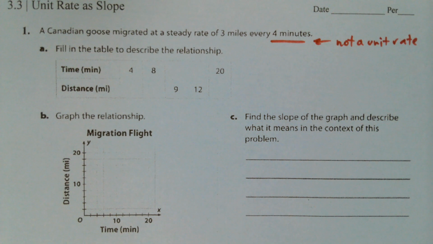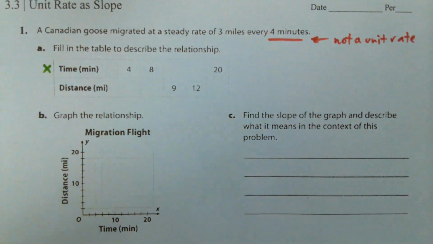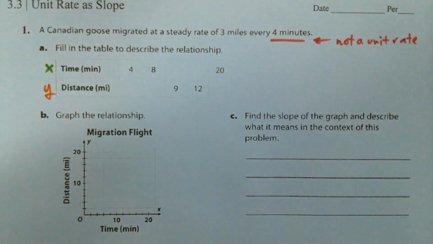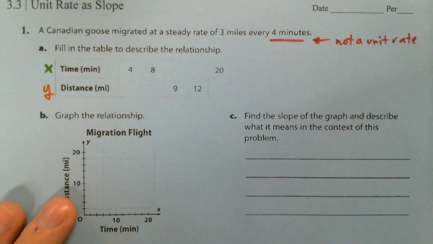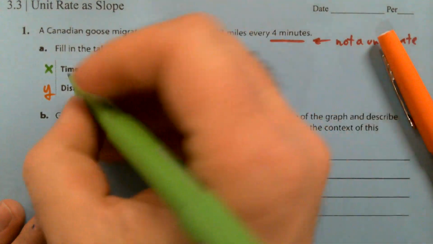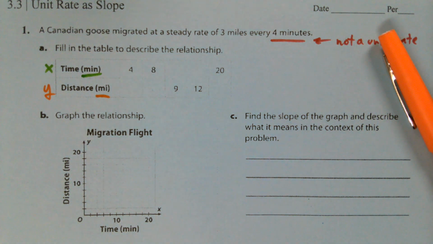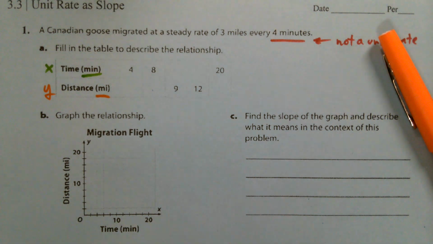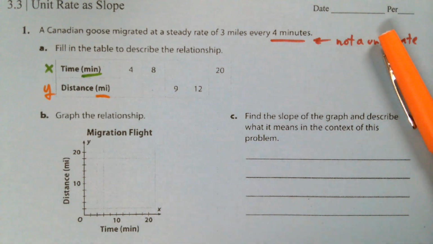For that, we can fill out a table. Our x is going to be representative of time, and our y will be distance in miles. Time, of course, being in minutes. So right off the bat, we know that our final answer is going to be in miles per minute. We've got some values on this table: 4, and then 8, and then something, and then something, and then 20. And then on the y, we've got something, and then 9, 12, and something.